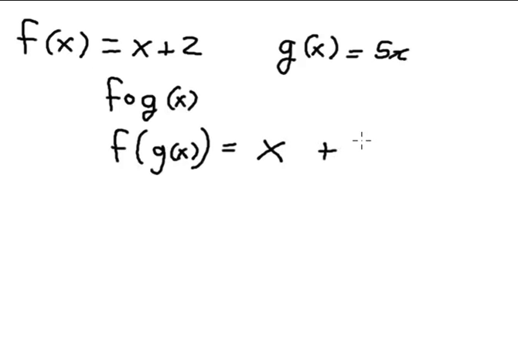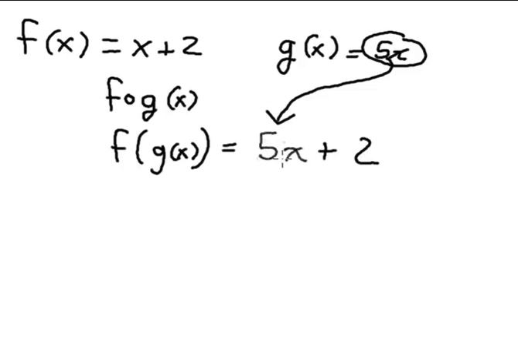x plus 2. Now, everywhere I see an x, I'm going to replace it with g of x. So I'm going to take this g of x and put it in for x. So I'm going to erase this x, and I'm going to put in instead g of x. And g of x here was 5x, so I'm going to put 5x right there. So that's f of g of x.